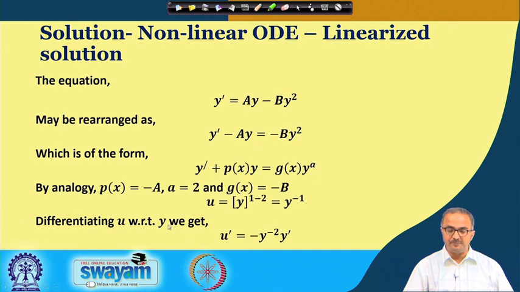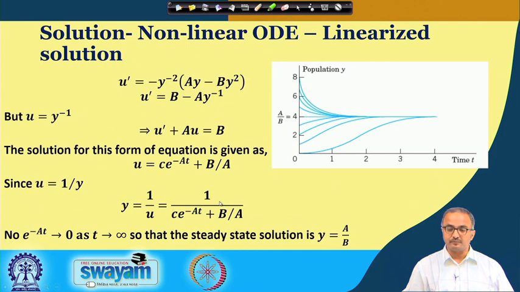When we differentiate u with respect to x, we get u prime equal to minus 1 by y square into y prime. Now, that means u prime equals this particular expression, and here we are simply doing the mathematical manipulations with respect to the original equation. So, you can easily see that u prime will be equal to b minus a times 1 by y, and we know that 1 by y is equal to u. So, we simply replace 1 by y with u.